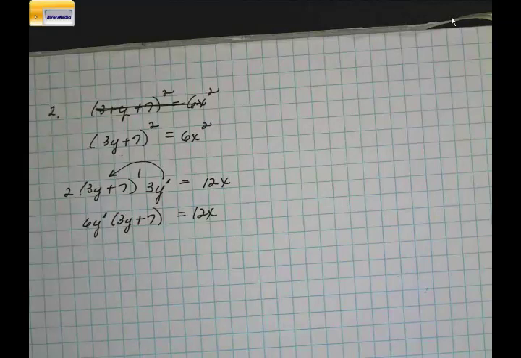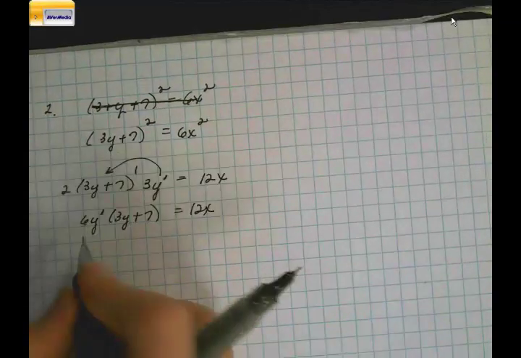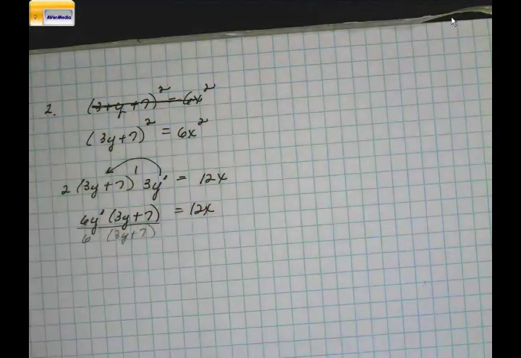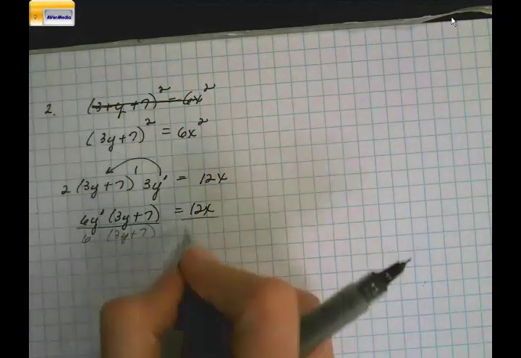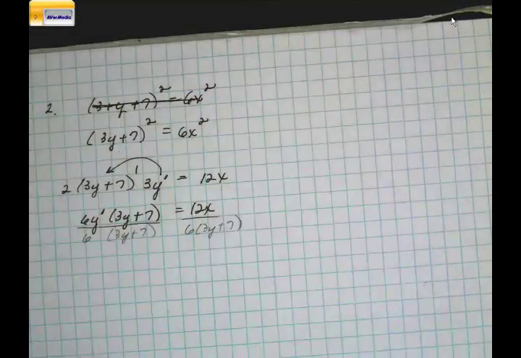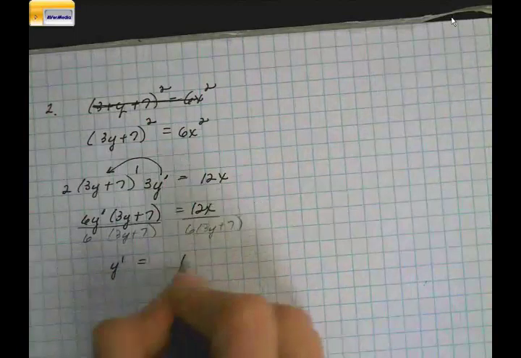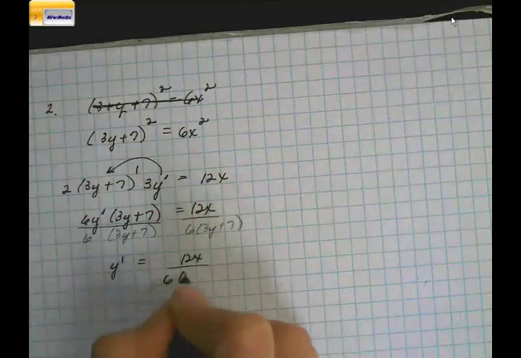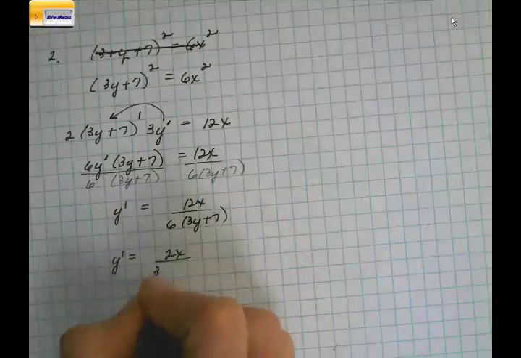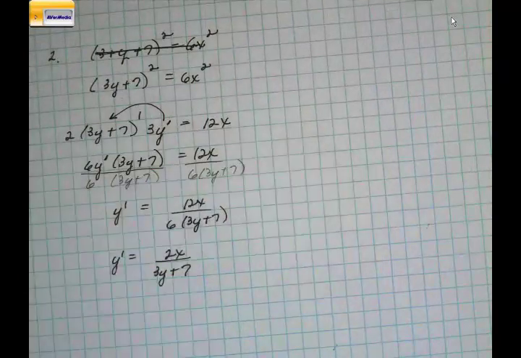That's right, the 6. If I divide both sides by 6 and 3y plus 7, that's what's going to leave behind the y prime. So then I have y prime equaling 12x divided by 6 times 3y plus 7, but the 12 and the 6 will reduce. So y prime is what? 2x over 3y plus 7.